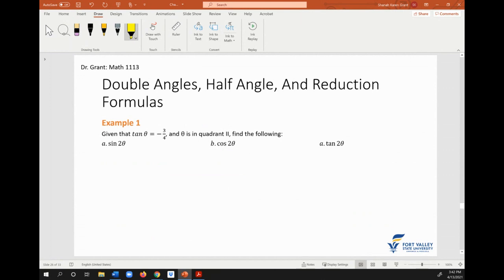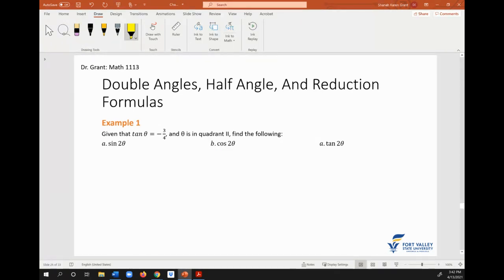Let's look at some examples. Okay, so here we're given that tan theta is negative 3/4. And we're told that theta is in quadrant 2. And we want to find sine of 2 theta, cosine of 2 theta, and tan of 2 theta.